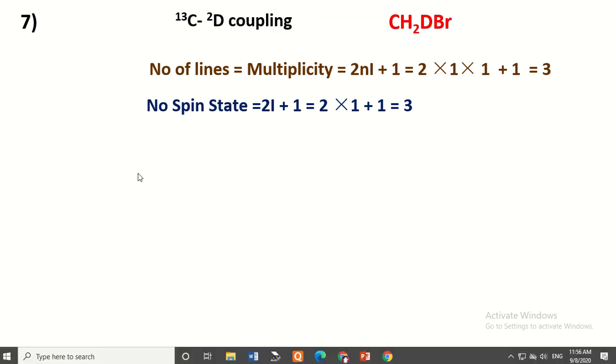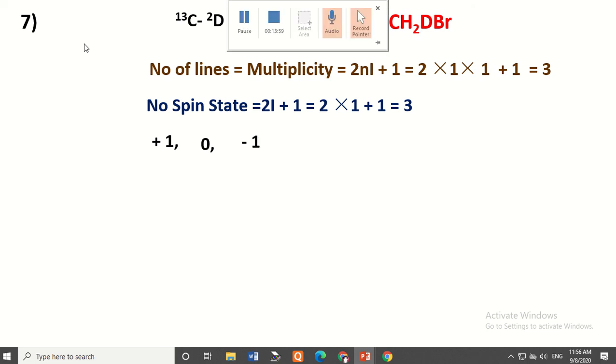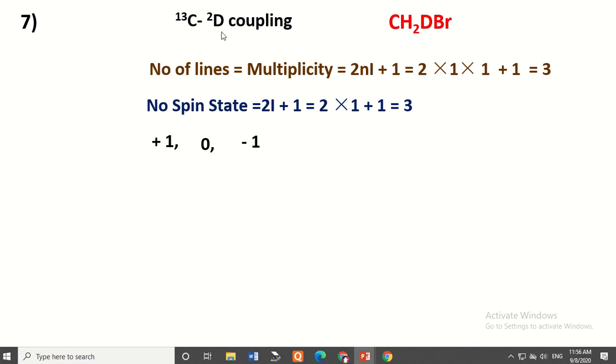The number of spin states for deuterium is 3. This means deuterium nuclei can be present in 3 possible spin states: maybe plus 1, maybe 0, or maybe minus 1. Now friends, how do we determine the intensity ratio for the carbon-deuterium coupling?